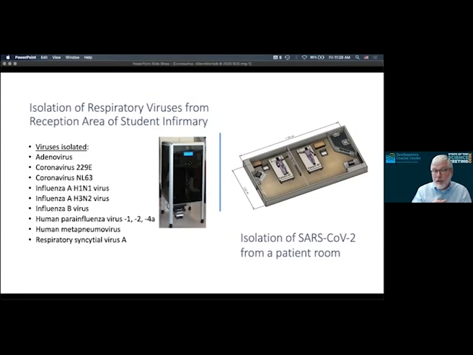I would note that there were no aerosol generating procedures being done. The patient really wasn't coughing that much, just sitting there quietly laying in bed. And we got the virus 20 feet away. Next slide.